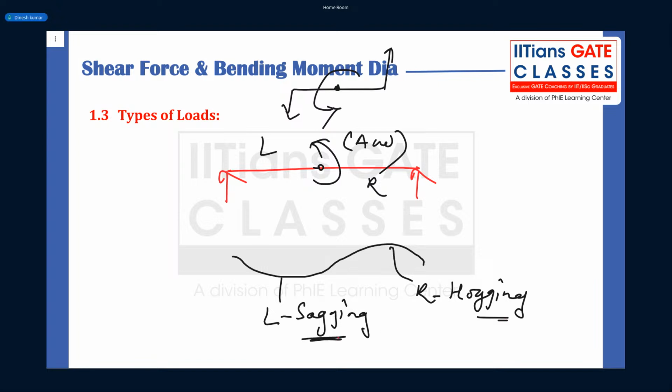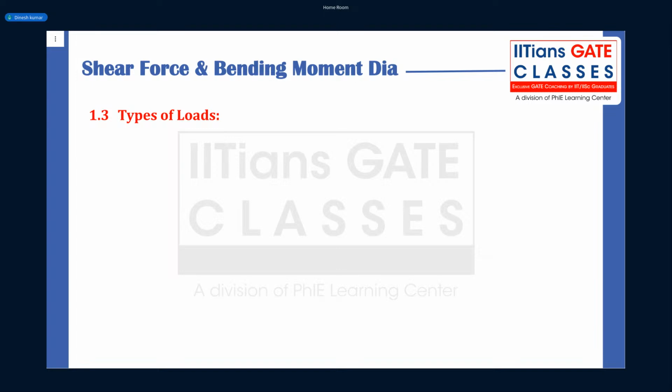So you can see now the left side is sagging and the right side is hogging. Clear? This concept is very important in many cases when you draw shear force and bending moment diagrams, specifically for a simply supported beam with a point moment. If somebody asks you to draw the BM diagram, then it is very important to know this.